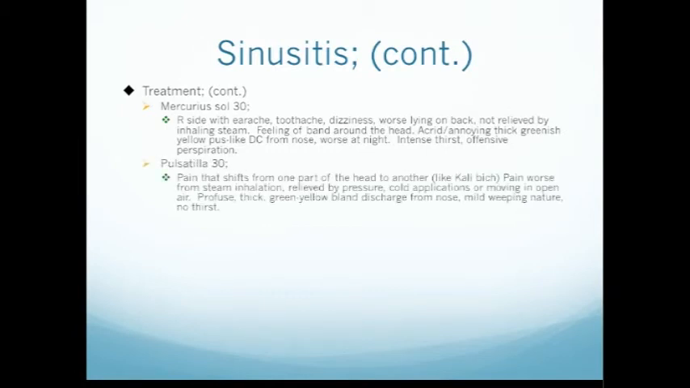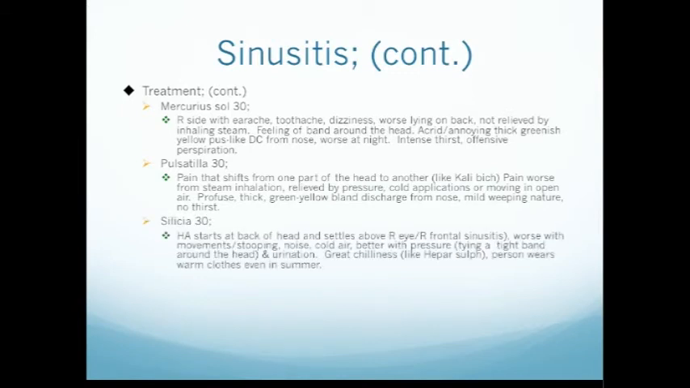Pulsatilla 30 is good for pain that shifts from one part of the head to another, like Kali Bich. The pain may be worse from steam inhalation, relieved by pressure, cold applications, or moving in open air. There may be a profuse, thick, green-yellow, bland discharge from the nose. The patient may have a mild, weepy nature, but no thirst.